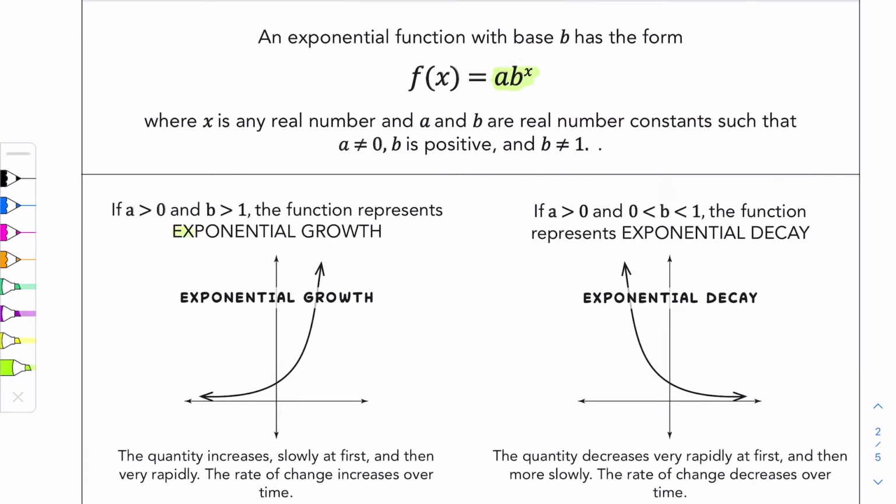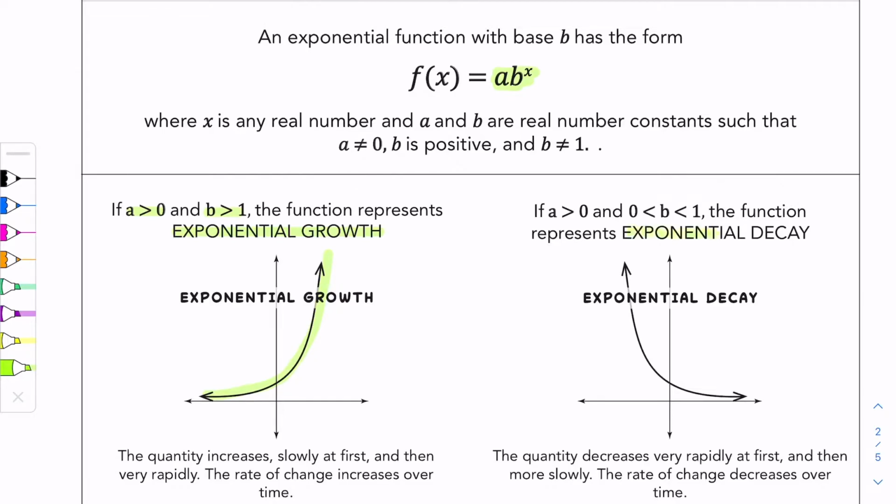Exponential growth is telling you that your a value is greater than 0 and your b value is greater than 1. Exponential growth is a representation of a quantity that increases slowly at first and then very rapidly after time goes on. The rate of change increases over time.